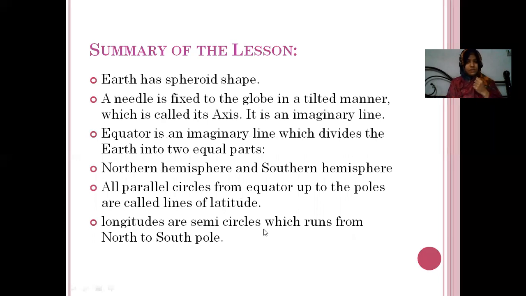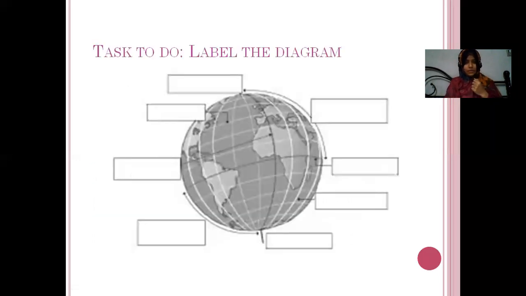Longitudes are semicircles which run from north to south poles. This is your task, that you are going to label the main lines of latitude and longitude, and again you are going to download this file and then submit it.